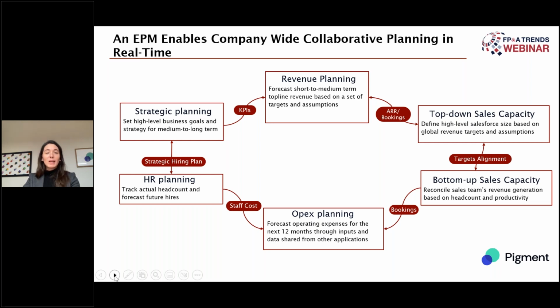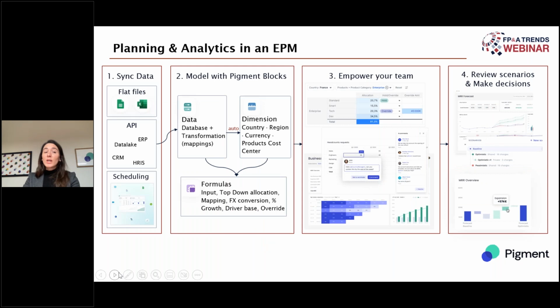If we move on to the next slide. So in our view, technology, as I said, is the backbone of integrated and continuous planning. You need a common denominator to bring together all teams. And of course, Excel has a very limited role to play in the collaboration.